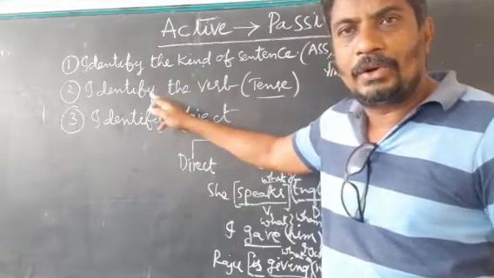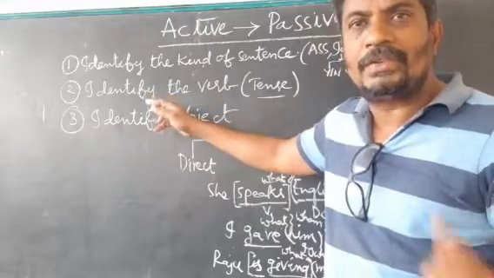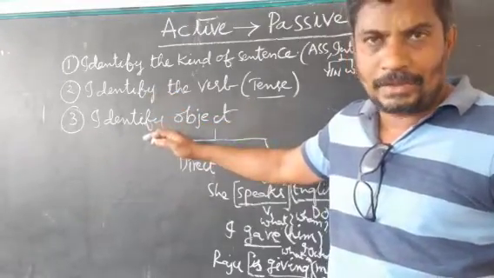Second, you should be able to identify the verb so that you can identify the tense. And the third one is identifying the object.